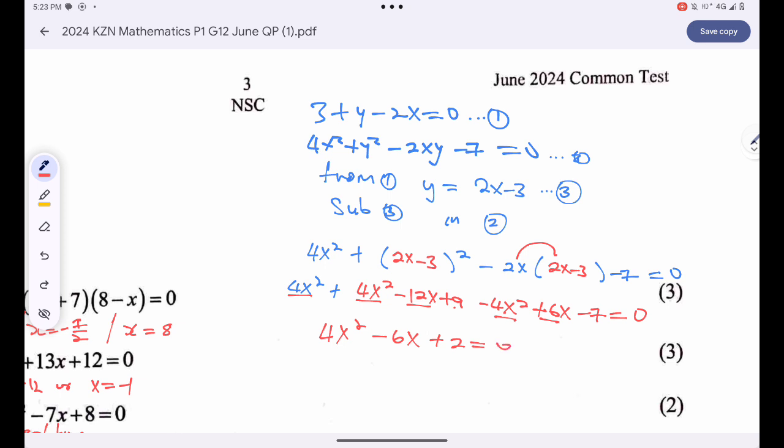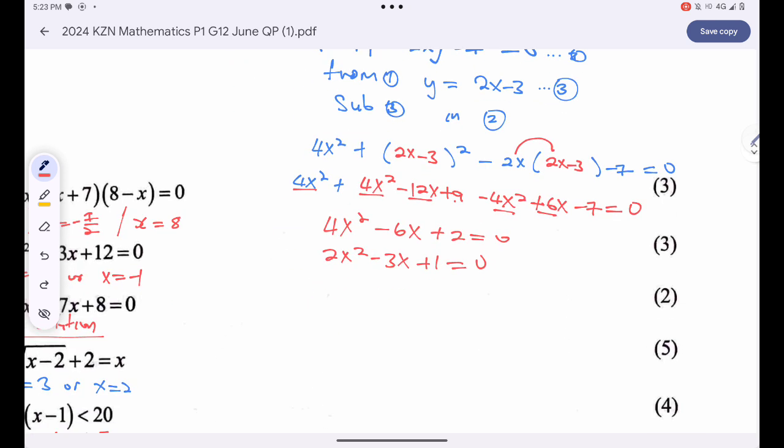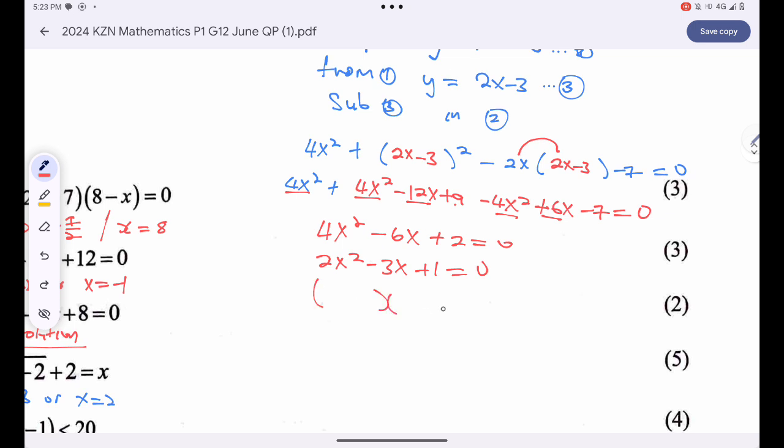I can now divide each and every term by 2. I'll be left with 2x squared minus 3x plus 1 is equal to 0. I can therefore factorize this. That's 2x, x, 1 and 1. The sign there is plus, it simply means my brackets will have the same sign, the sign of the middle term, that's minus and minus. Then x is equal to a positive half, or x is equal to 1.